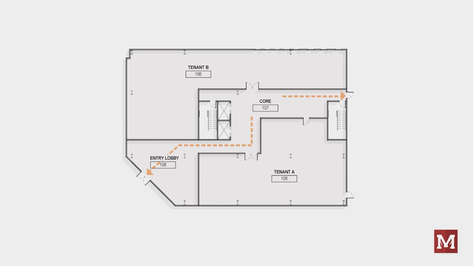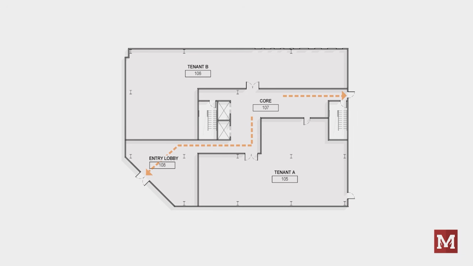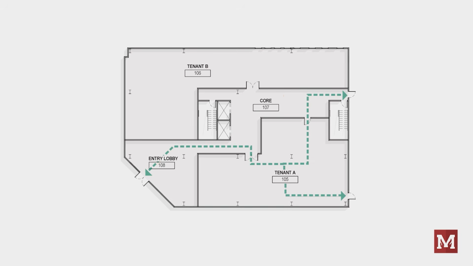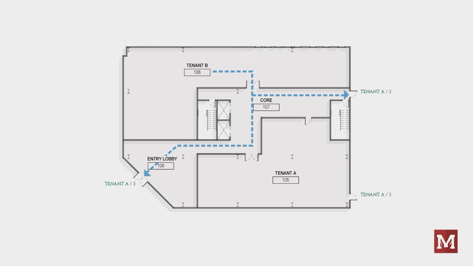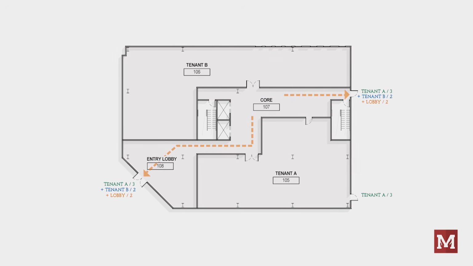The same methods described above apply. You can divide the number of occupants by the number of exits available to those occupants, equal distribution. This is the simplest approach. If you use equal distribution, divide tenant A's occupant load by 3 and distribute them amongst the 3 exits. Divide tenant B's occupant load by 2, because they only have access to 2 exits, and distribute them amongst the 2 available. Then divide the lobby space by 2 and distribute them among the 2 available exits.